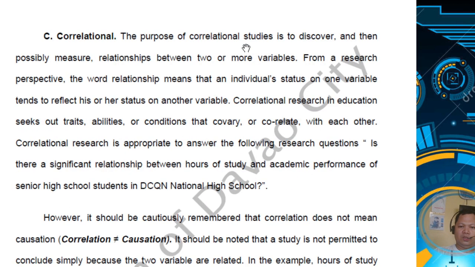Okay, and let's have this C, correlational. The purpose of correlational studies is to discover and then possibly measure relationship in two or more variables. So take note, correlational is going to establish if there's a relationship between two or more variables. Like, for example, if there's a relationship between the number of hours spent watching TV and your power consumption.